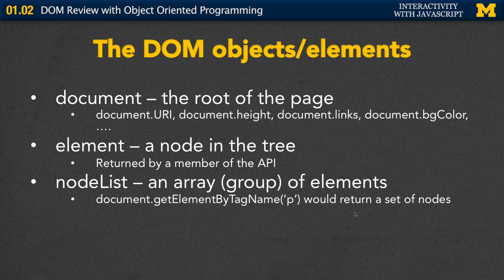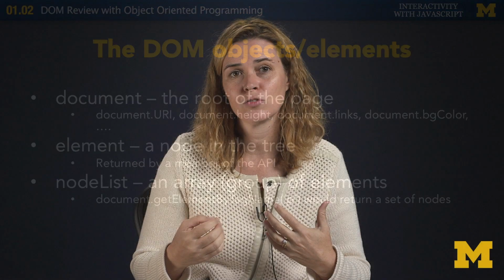Sometimes, though, it can be a little bit more complicated than just returning a single element. What if you wanted to find all of the children of one particular ordered list or unordered list? Well, in that case, instead of returning a single element, sometimes it returns a node list, or an array of elements.